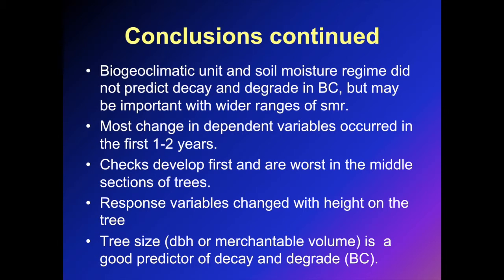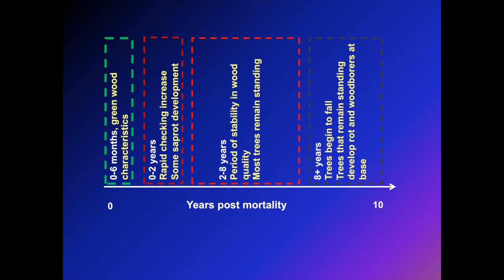Response variables depend on where you're sampling, and tree size seems to be a good predictor of checking in BC, but we're not seeing that kind of a relationship in Alberta, and again, it may be because the ambient moisture here is driving the system more than diameter. So we came up with a conceptual model following the sampling in BC, which pretty much, I think, relates here.